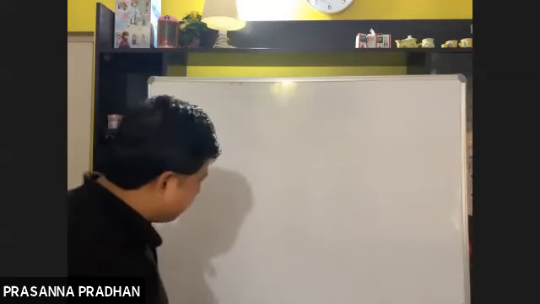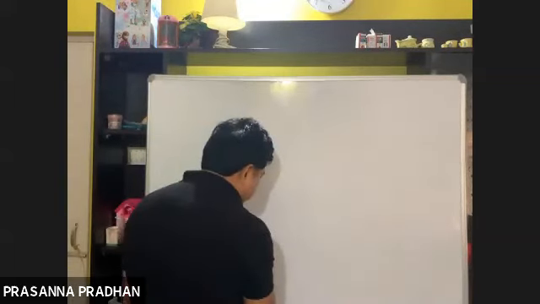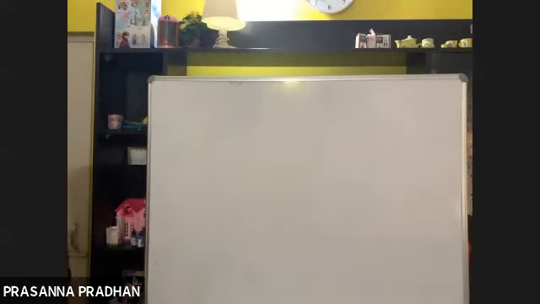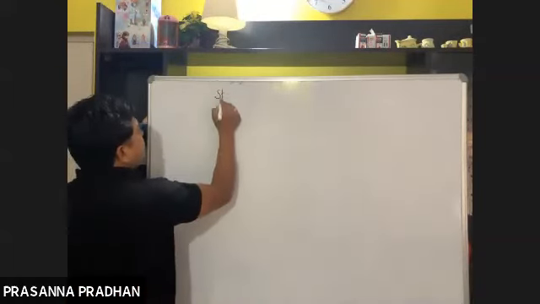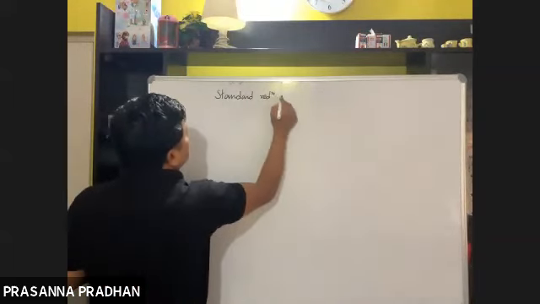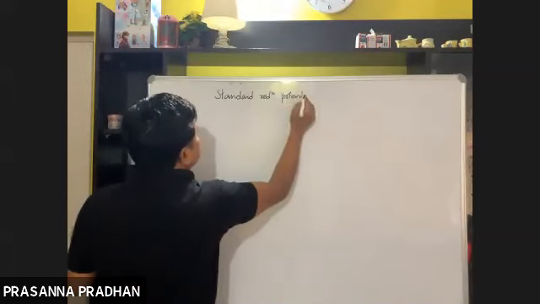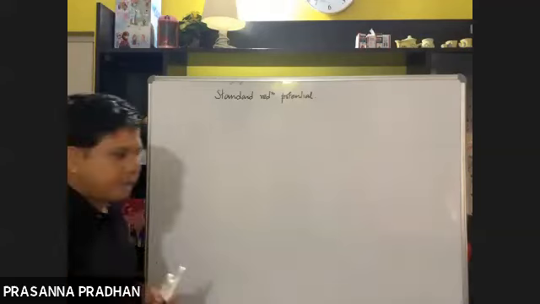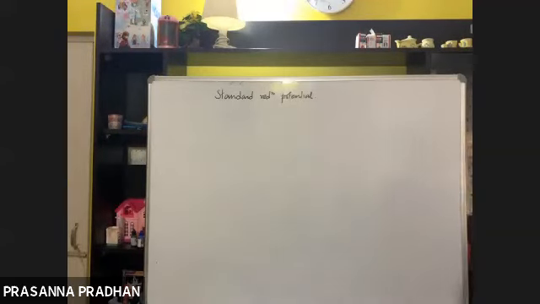So in order to remove this confusion, there is a convention. Whatever formulas we'll be using, whatever numericals we'll be dealing with, from now onwards, we'll be using only standard reduction potential values, not the oxidation potential. You can forget about the standard oxidation potential. So whatever formulas we'll be using, we'll be using the standard reduction potential values.